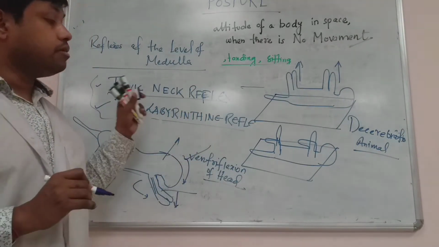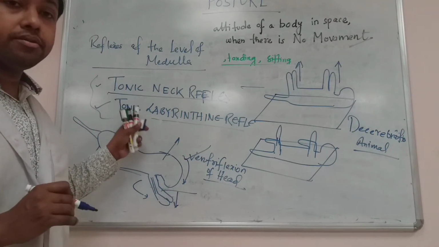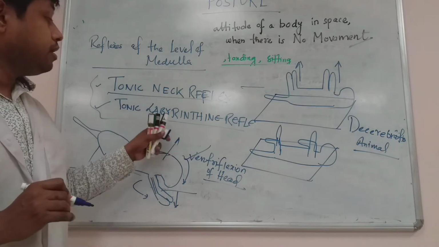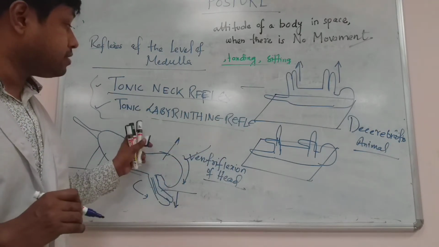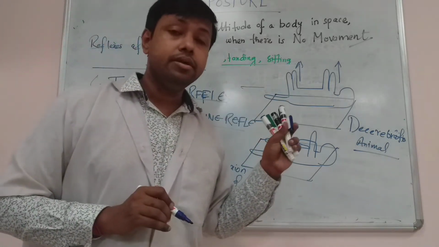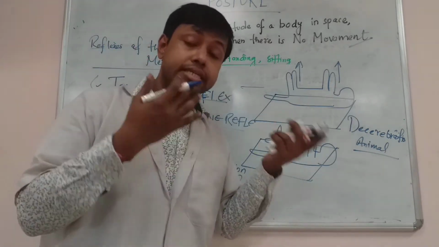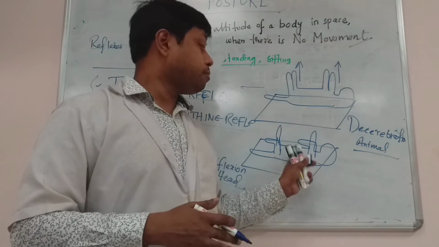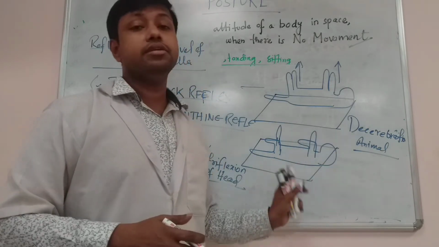This proves that tonic contraction of the muscles is important in maintaining the reflex. At the same time, the Leber-Enden reflex, which is nothing but the vestibular apparatus, means it is integrated at the level of the vestibular apparatus. It also plays an important role in this reflex.